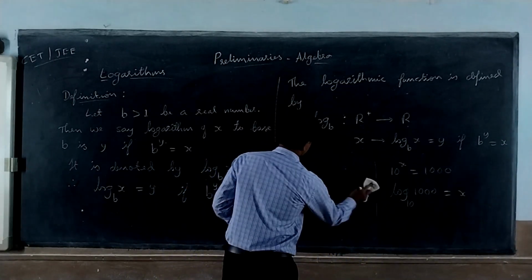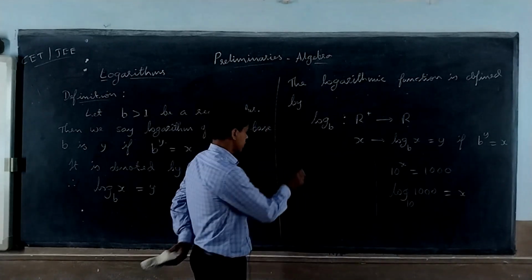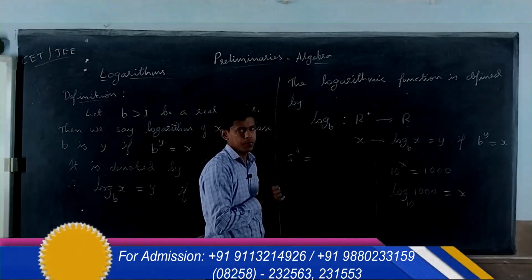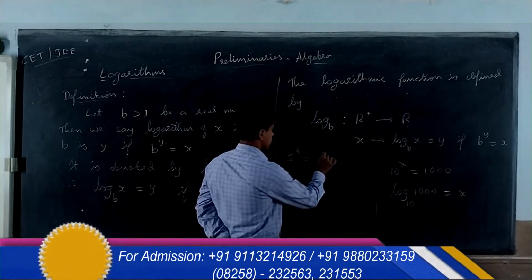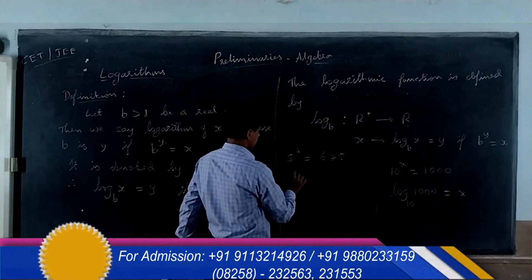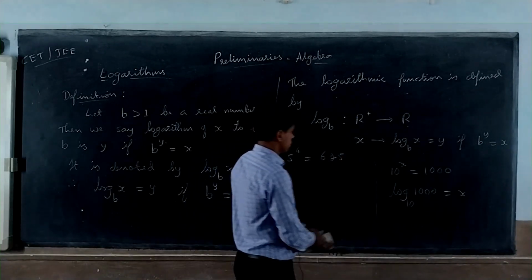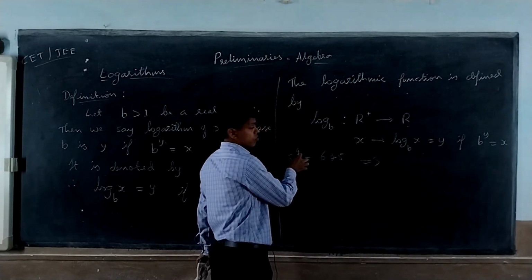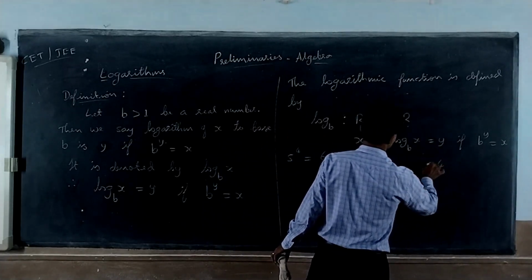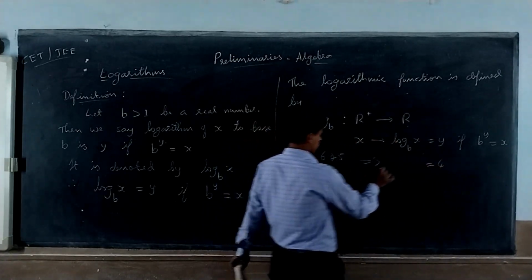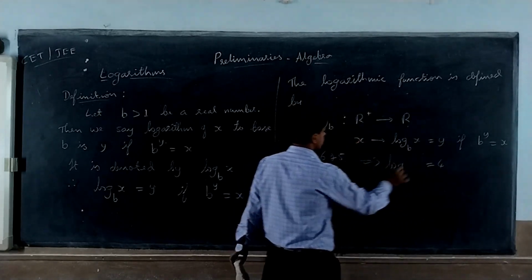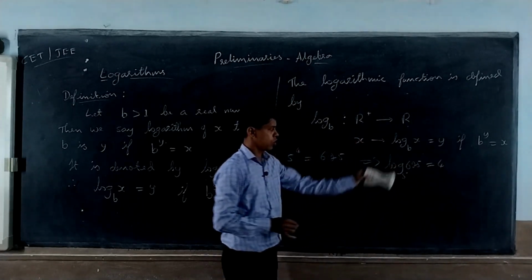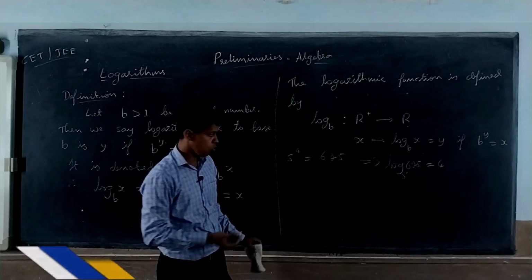If you need one more example, say 5 to the power 4, right? So what is 5 into 5 into 5 into 5? You have 625. Now convert this to log. How does it look? So 4 is equal to log of 625 to the base 5. So log 625 to the base 5 is 4.